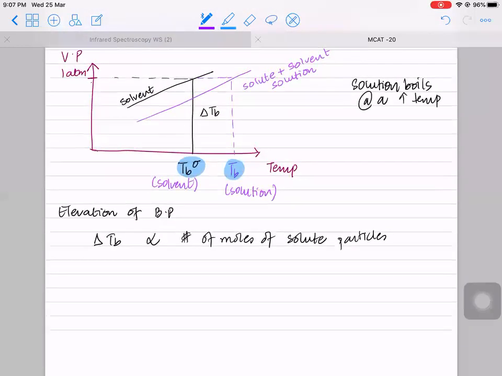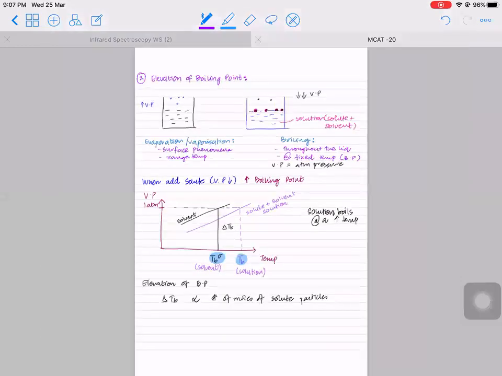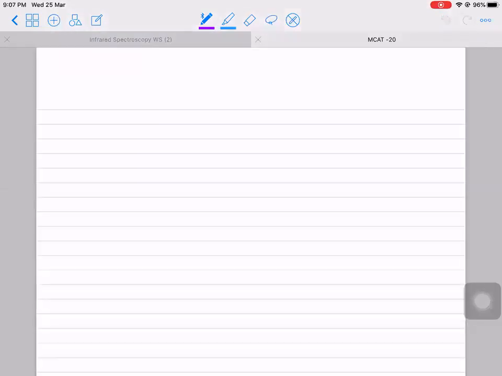Anyway, so now if I want to find delta TB, right? So move on to the next page. Delta TB is basically the difference in the temperature. So I'll say bhai, it will be what? TB, which is a greater value, minus TB naught, where TB was the temperature or the boiling point of the solution, and this was of the pure solvent, right?